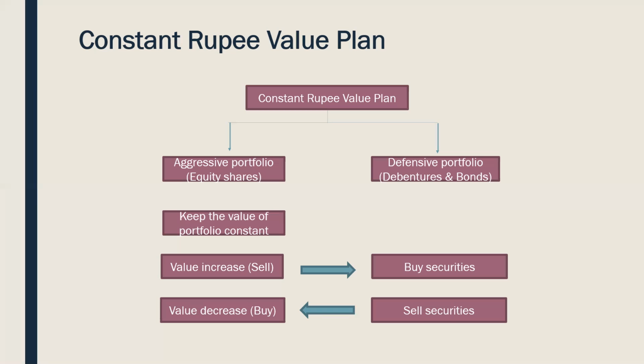So when the value increases, they will sell the securities and then invest it in the defensive portfolio. When the value of the aggressive portfolio decreases, they will sell some securities in the defensive portfolio and buy securities and add them to the aggressive portfolio. So this plan is predetermined, and whenever the price reaches the revision points, the sales or purchase, whatever it is, will take place automatically. So it's a comparatively easy and common formula plan.